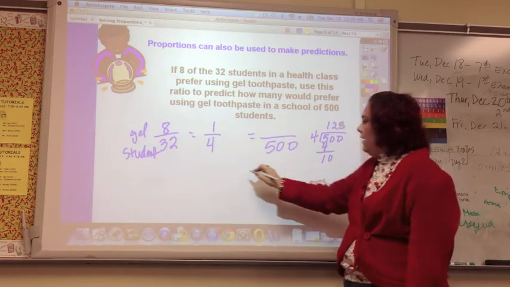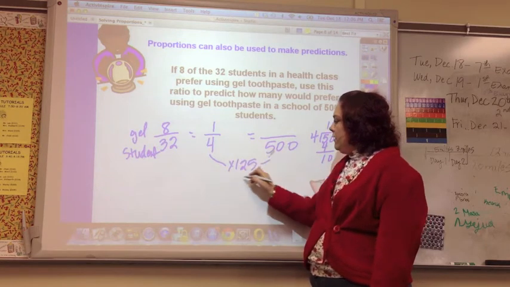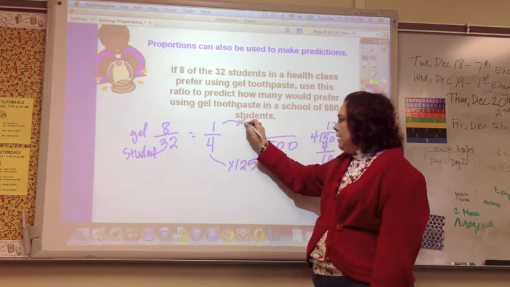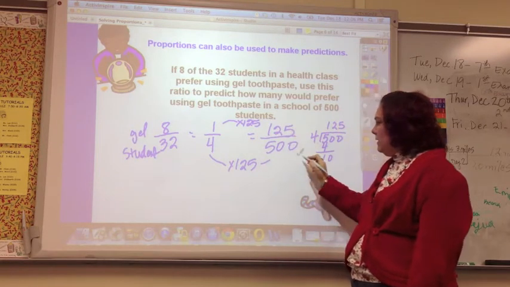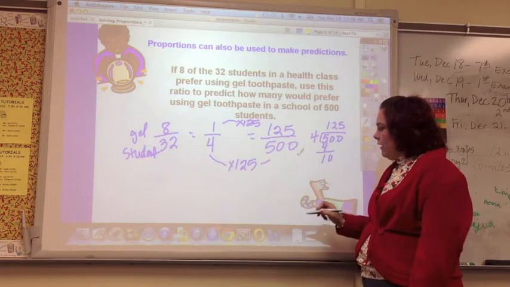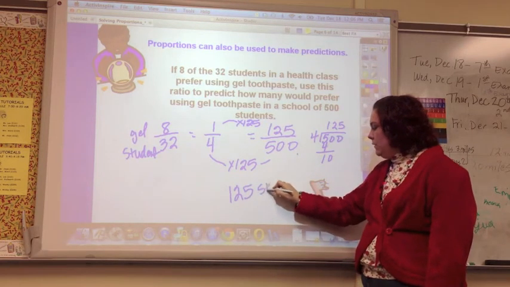is 125 times 125. So whatever I do to the bottom, I do to the top times 125. And it's 125 students out of 500. So my answer is 125 students.